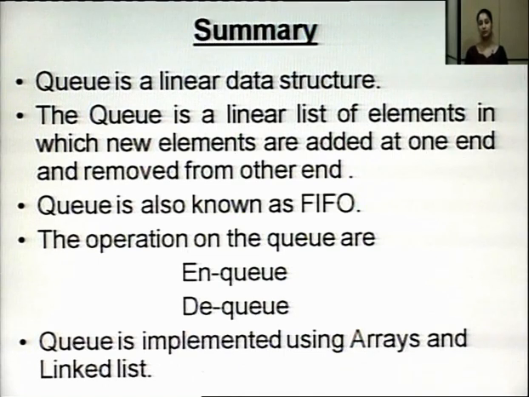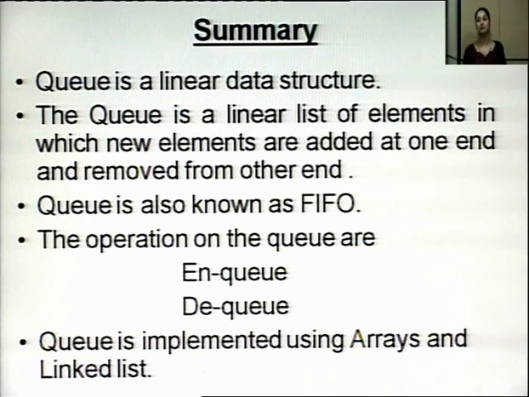The element is added at the rear end and removed from the front end. The queue is also known as FIFO, that is first in, first out. The element which comes first is the first element to go out. The various operations that can be performed on a queue are the enqueue operation and the dequeue operation. The enqueue operation is the insertion of an element into the queue, and the dequeue operation is the deletion of elements from the queue.